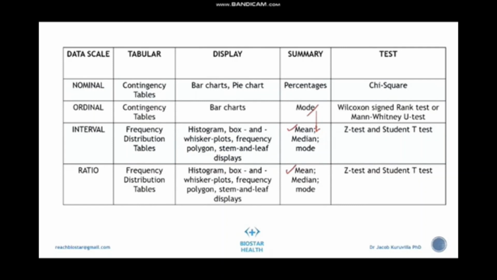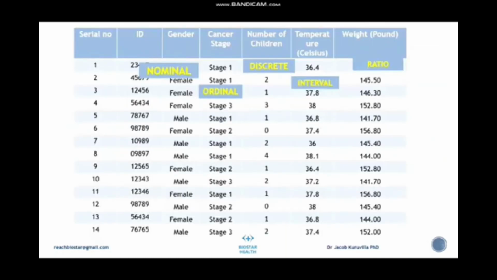Tests for interval and ratio we use the Z test or student's t test, etc. There are multiple display graphs like histograms, box and whisker plots, frequency polygons, stem and leaf displays, etc. And most commonly, to summarize the data, mean and standard deviation are used, but depending upon the distribution of the interval and the ratio parameters, we may have to go for median or mode values. So that is the end of this.